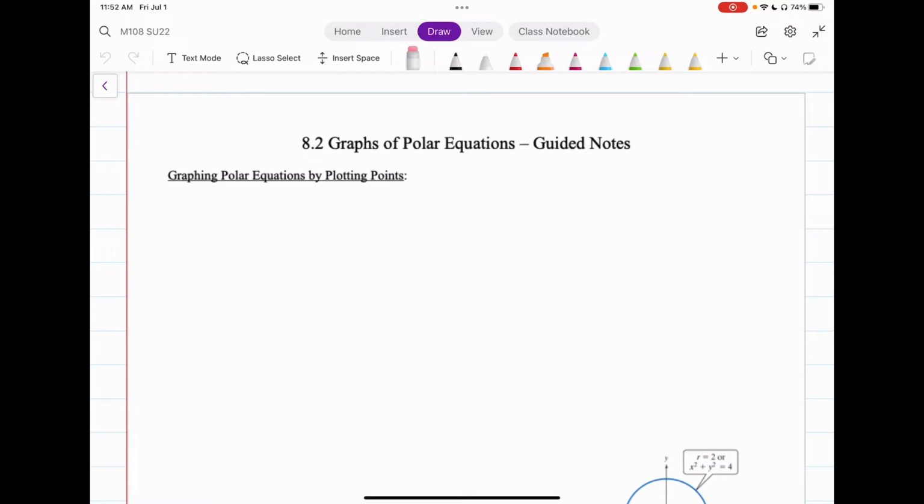So just like with the rectangular coordinate system, if you had a line, all of the points on that line would make that equation true. Same thing for a graph of a polar equation, where it is all of the ordered pairs that make that equation true.